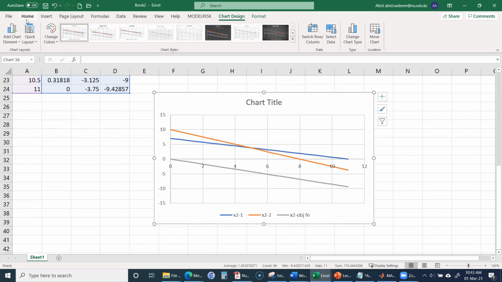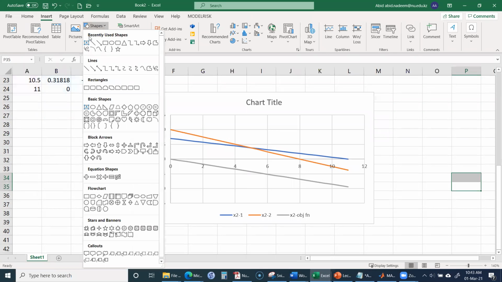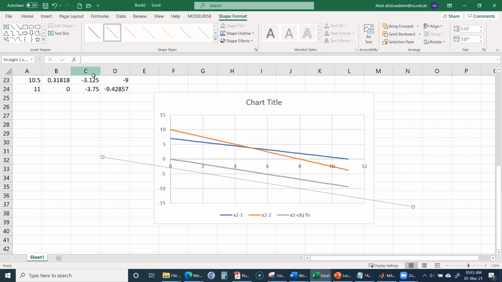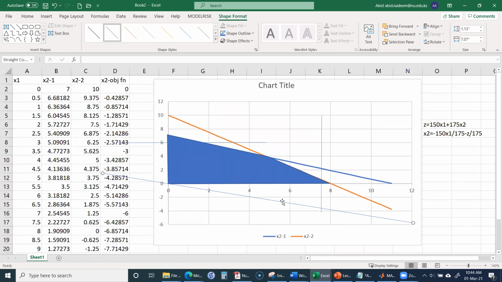And I manually draw one line. Where is this line? Insert. Okay, I manually draw one line over here, which is almost parallel to this line. You see, this is almost parallel to this line. And then I take this line to the upper chart over here. Okay, so now I can see that I can move this line, which I have drawn for the objective function, up and down over here.